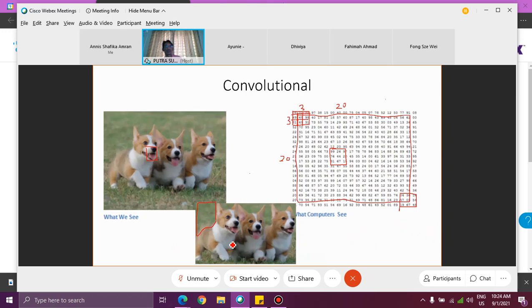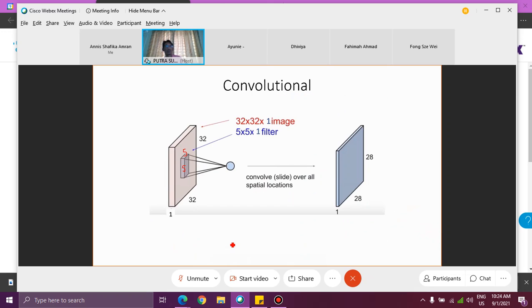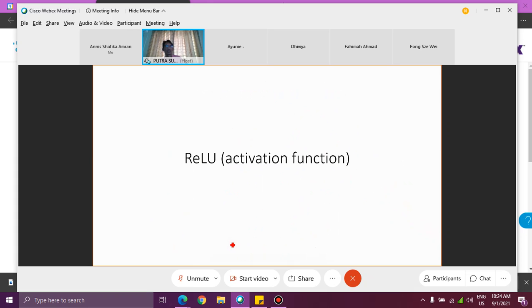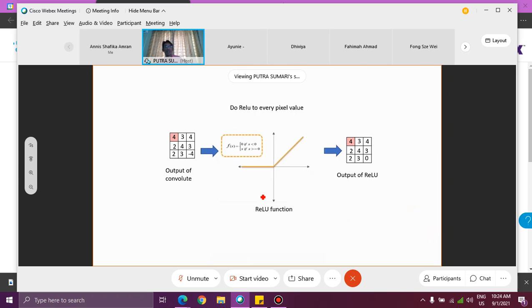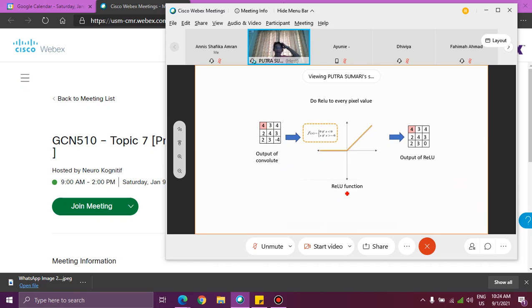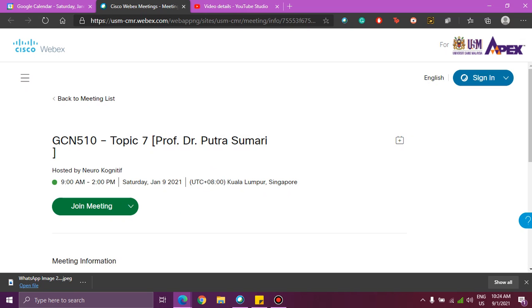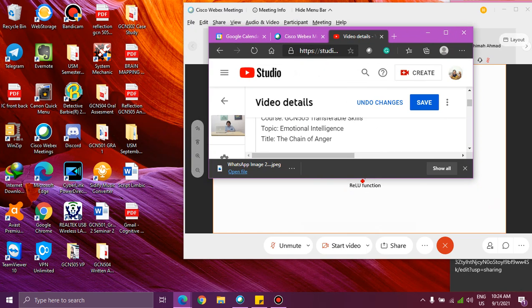So the output of the convolutional will be moved to ReLU. ReLU means activation function. In a neural network there is also an activation function, and convolutional also has an activation function called ReLU. For example, this is a function that we call ReLU. Rectify something. Okay, there is a paper on why ReLU.